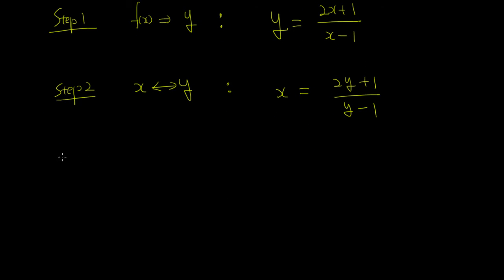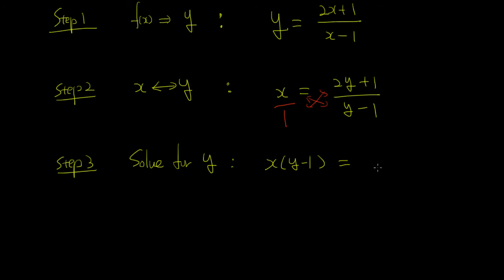Now, step 3 was what? Solve for y. So I need to rewrite this into y equals something, right? So I'm going to look at this as x over 1, and I'm going to do a cross multiplication, right? So x times y minus 1 equals 1 times 2y plus 1.